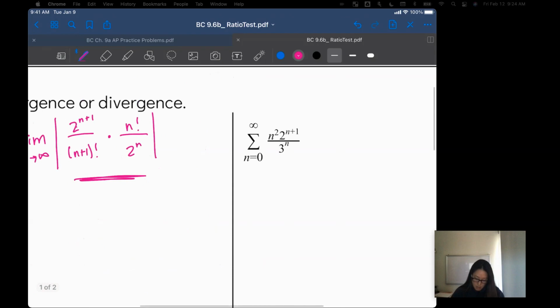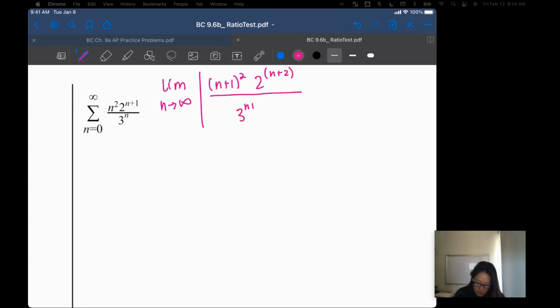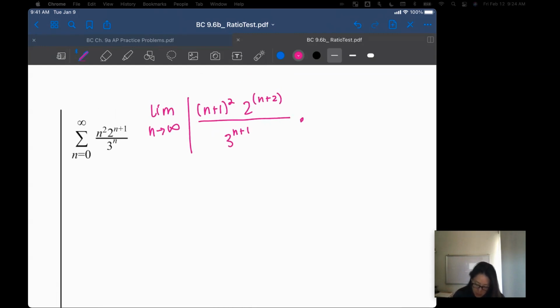Next. Okay, so I'm checking off, let's go ahead and use the ratio test because this looks complicated. Okay, so I'm going to have the limit as n approaches infinity of the absolute value of n plus 1 squared times 2 to the n plus 1, so n plus 2, over 3 to the n plus 1. Okay, and then multiply by the reciprocal, so that would be of a sub n, so 3 to the n over n squared times 2 to the n plus 1.